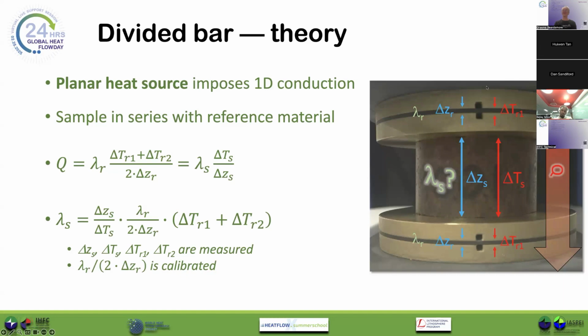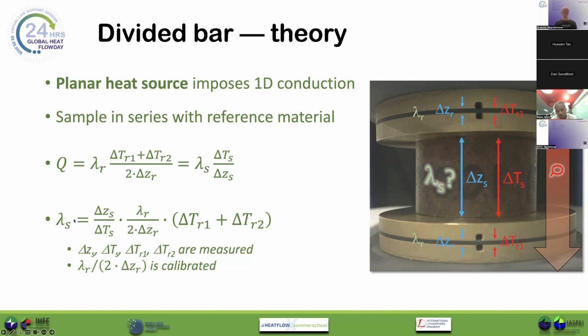So we induce a flow of heat, a constant flow. That flow remains constant. The same amount of heat flows throughout the entire instrument from top to bottom, and the thermal conductivity of the sample can be determined as the ratio of the temperature drop across the brass versus the temperature drop across the sample. So putting that all into maths, we get the thermal conductivity of the sample.